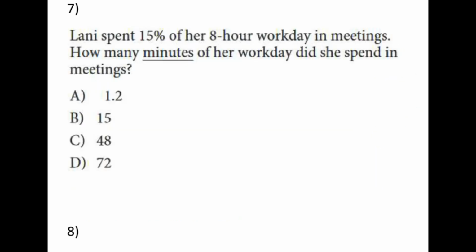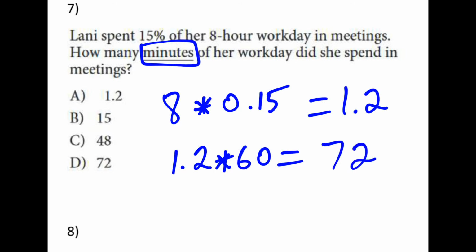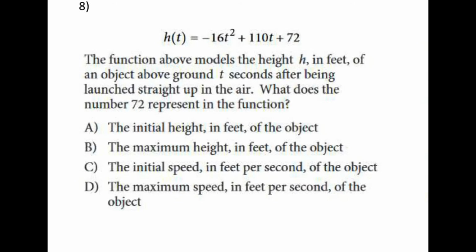Number 7, if you spent 15% of an 8-hour workday in meetings, you just take 8 times 0.15. It's almost that simple, of course. Then they want you to translate 1.2 hours into minutes. So you take 1.2 times 60. And the answer is D, 72.